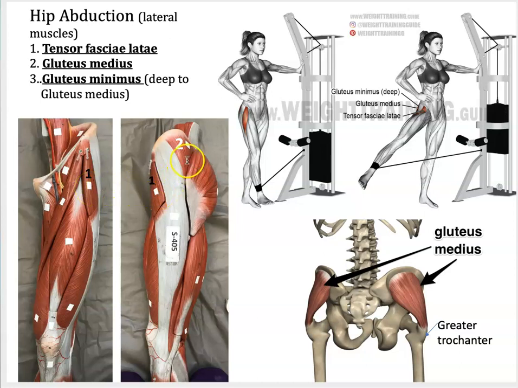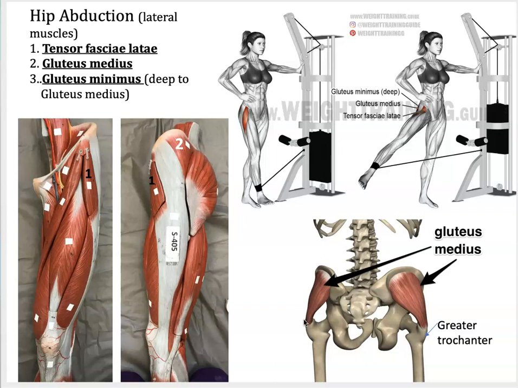Tensor fasciae latae. And this muscle here is gluteus medius. Here's your gluteus maximus, but we are looking at gluteus medius. Now, gluteus medius is inserting here in the greater trochanter. The greater trochanter is the lateral part of the femur. So the gluteus maximus is inserting on the posterior aspect of the femur. The gluteus medius is inserting on the lateral aspect of the femur here at the greater trochanter.